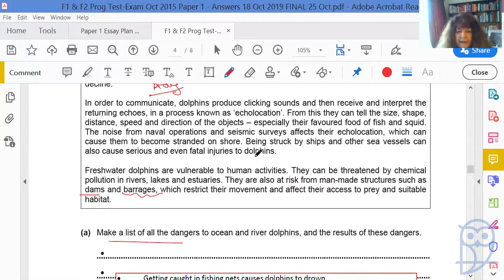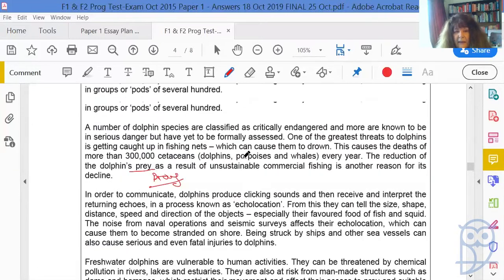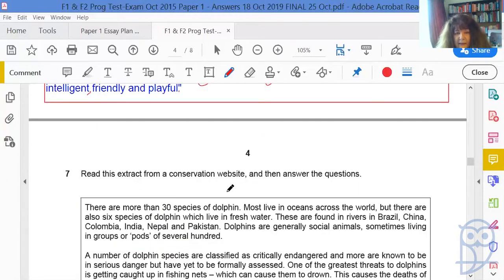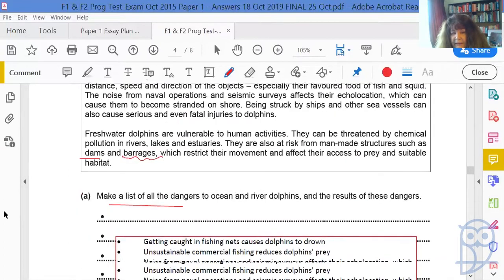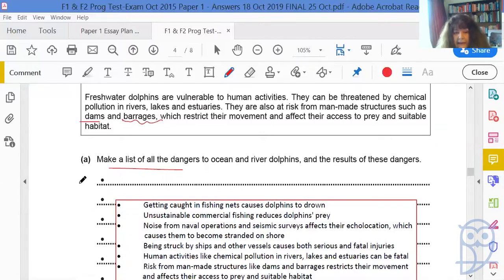Okay, I know we've only read it once, but as I say, time is a bit short. Now, what they've asked you to do is read this extract and answer the questions. Now, this is going to be a summary, but read your instructions again. A, make a list of all the dangers to ocean and river dolphins and the results of these dangers.